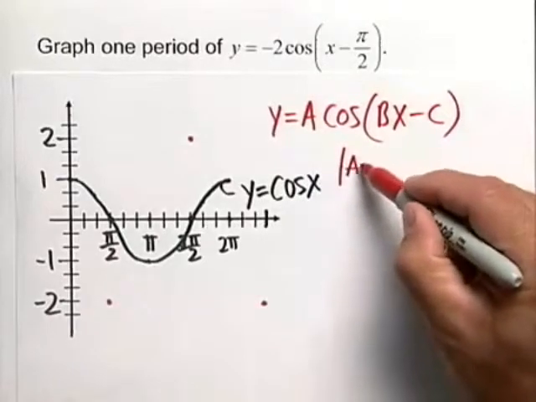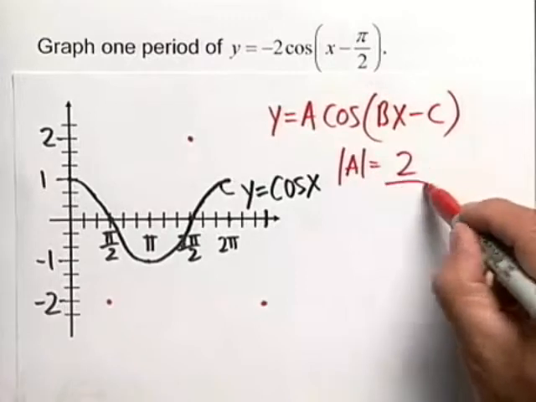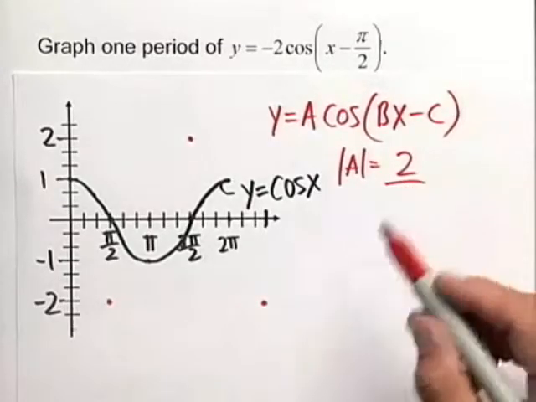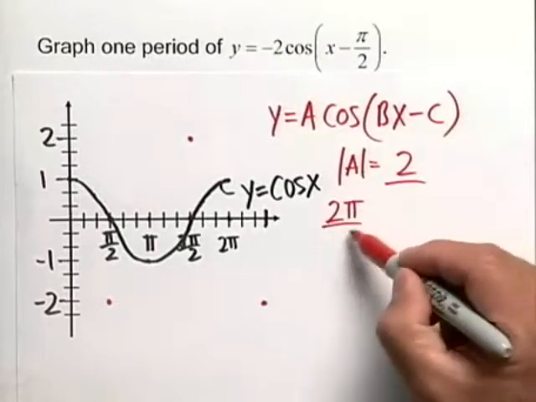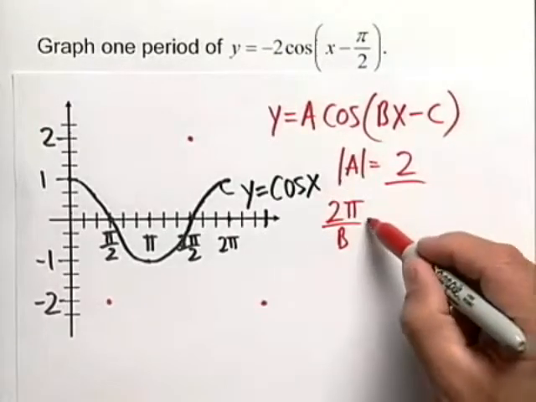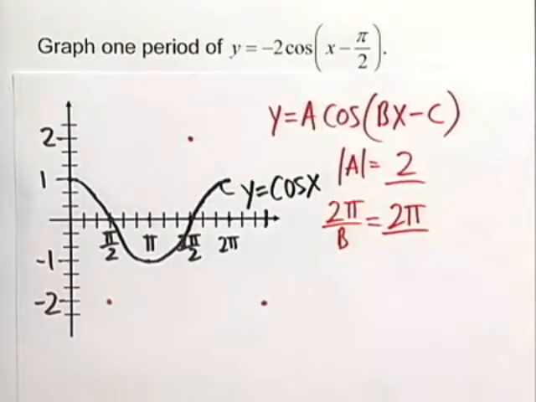Remember, the amplitude is the absolute value of a. Absolute value of -2 is simply 2. We can look at the period, remembering that the period formula is 2 pi all over b, and since b is 1 here, we can say that our period remains 2 pi. So we have that as well.